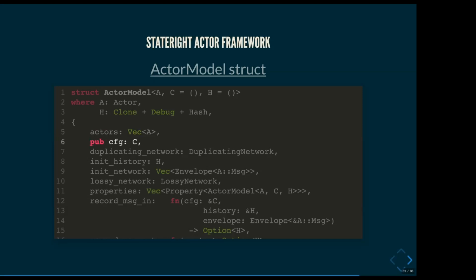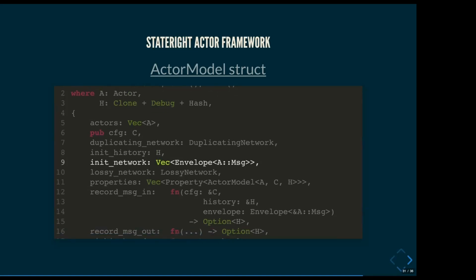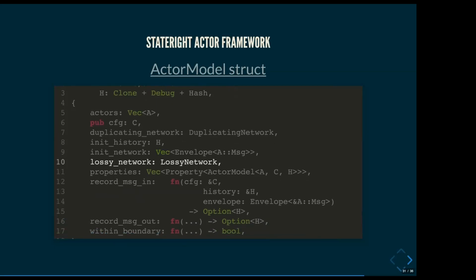You have the configuration. This is made public because in Stateright, in your property, you can have access to your model, and so this allows you to get access to the configuration that you've associated with this model. You can indicate whether the network can duplicate messages. Most networks can. You indicate an initial history if you are recording history. You indicate the initial state of the network. It might just be empty. You indicate whether the network is lossy. So if I send a message, is it guaranteed to be delivered, or is the network free to sort of delete the message so that it never gets delivered?